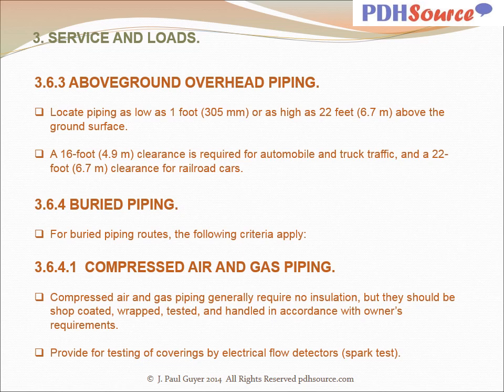With regard to above ground overhead piping, locate piping as low as 1 foot or as high as 22 feet above the ground surface. A 16-foot clearance is required for automobile and truck traffic and a 22-foot clearance for railroad cars. For buried piping routes, the following criteria apply.